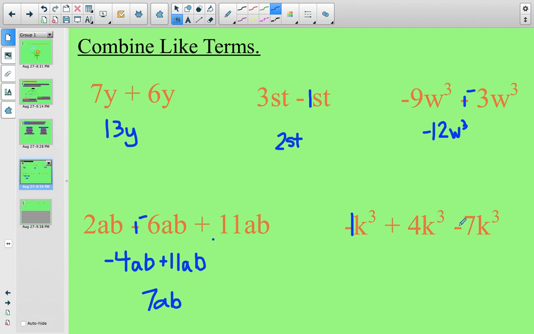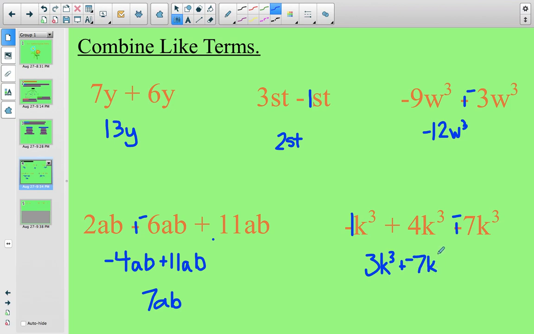And again, if it helps us, we can change any subtraction sign into plus a negative to help us keep track of our signs. So we have, to start with, negative 1k cubed plus 4k cubed. Negative 1 plus 4 is going to give us 3. And then we have the variable still staying the same, so 3k cubed. And then plus, and that last part we didn't touch yet, so it's still plus a negative 7k cubed.